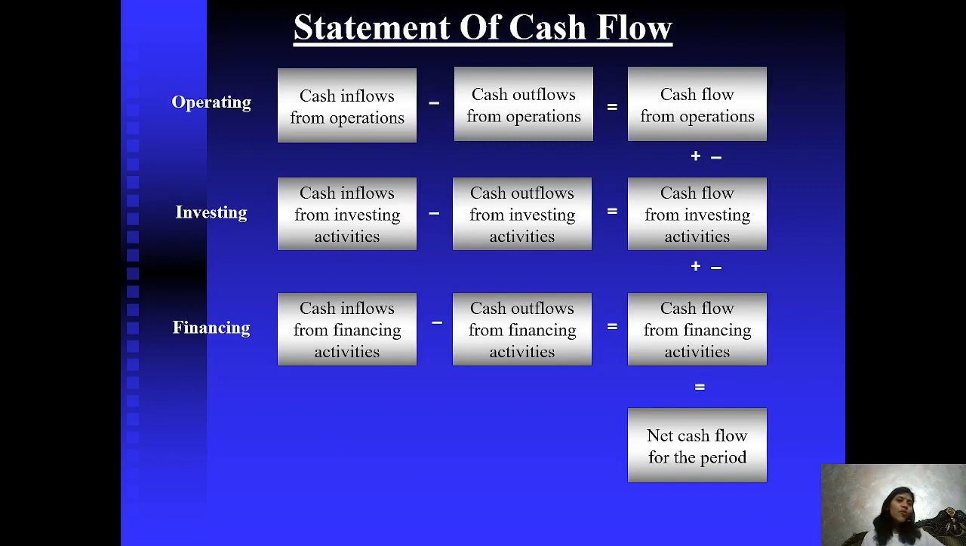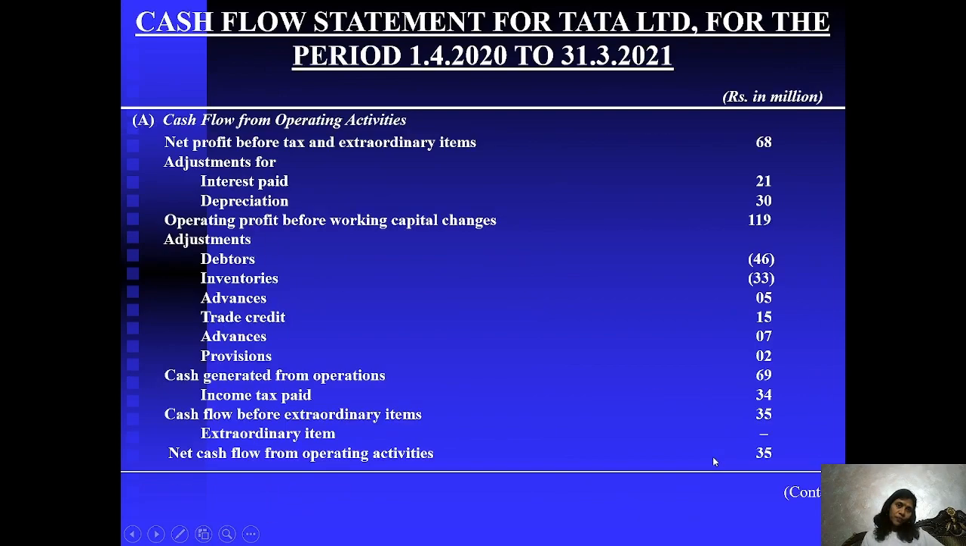So in operating, what? Cash flow from operation minus your cash outflow from operation. So you will get cash flow from operation. Investment means cash flow from investing activity minus cash outflow from investing activity. You will get cash flow from investing activity. And financing activity, again cash flow from financing minus outflow. So that you will prepare net cash flow for the period.